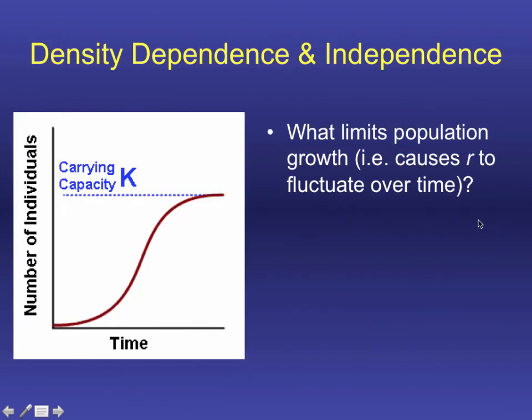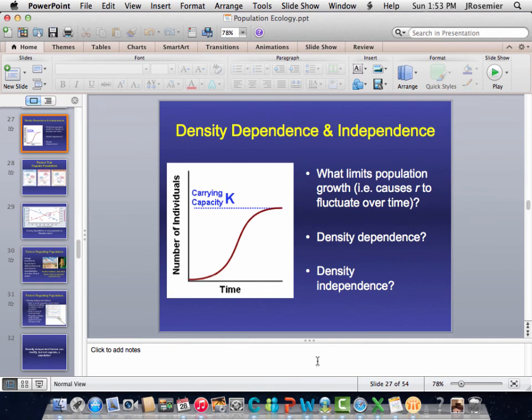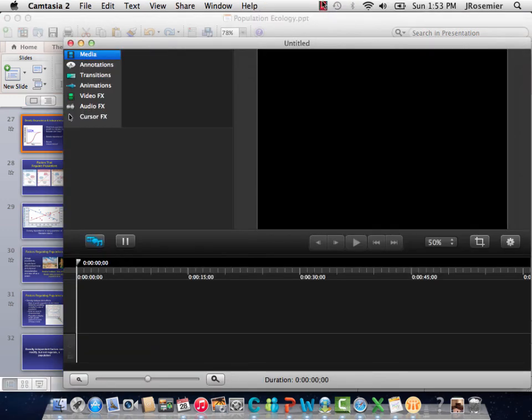All right, so we're going to stop here, and when we start the next section, we're going to talk about different ways to affect population size, density dependent and independent factors, for example. We'll take a look at those next.